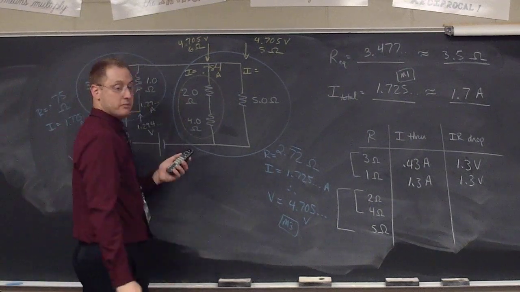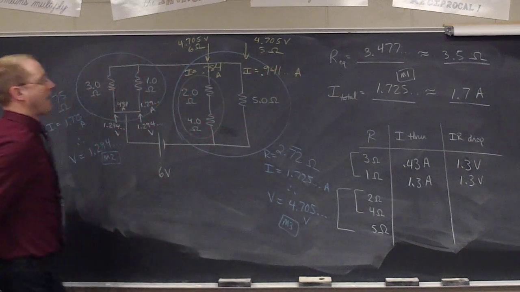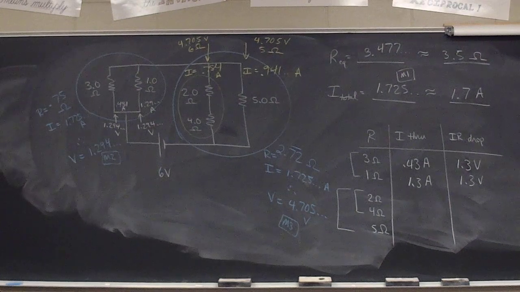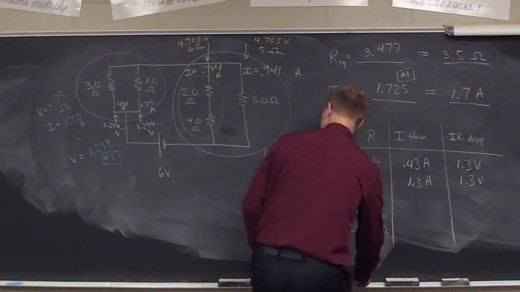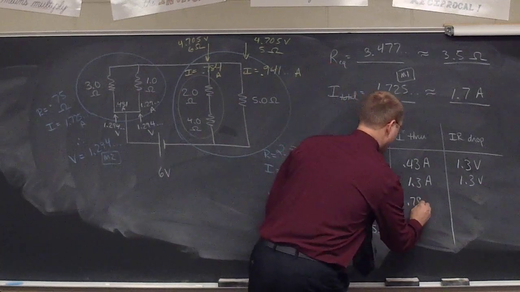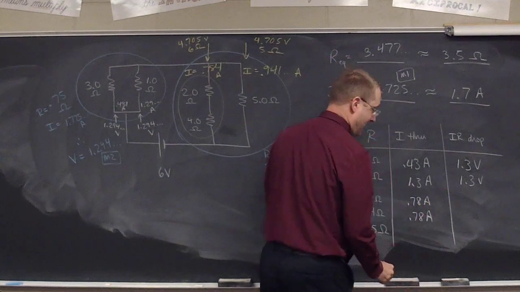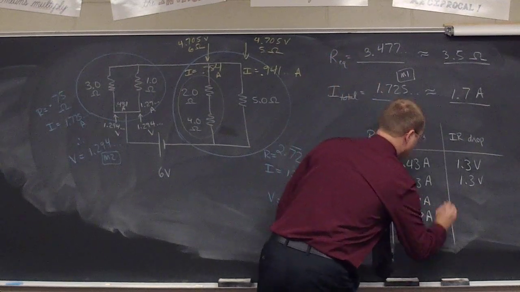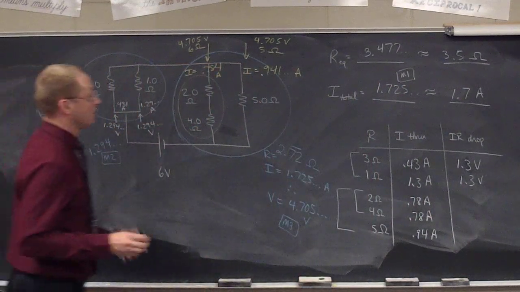How about the next branch? A little bit more, right? 0.941 amps, right? Because it's got a little bit less resistance, so it gets a little more current. All right, if you know the current through each branch, that's the current through each resistor or load. So both the 2 and the 4 have to get the 0.78 amps. The 5 ohms has to get the 0.94 amps. From there, we multiply.